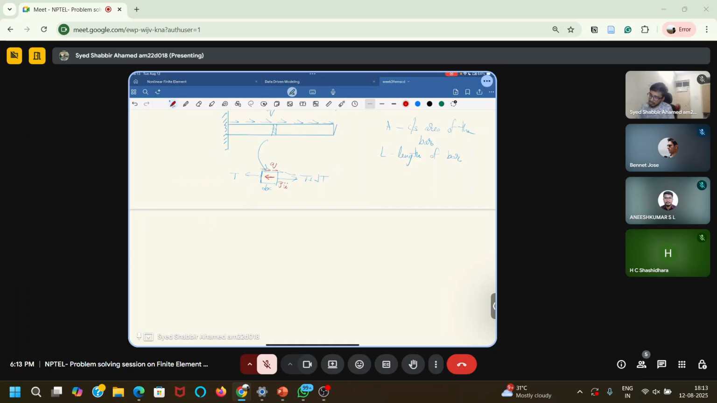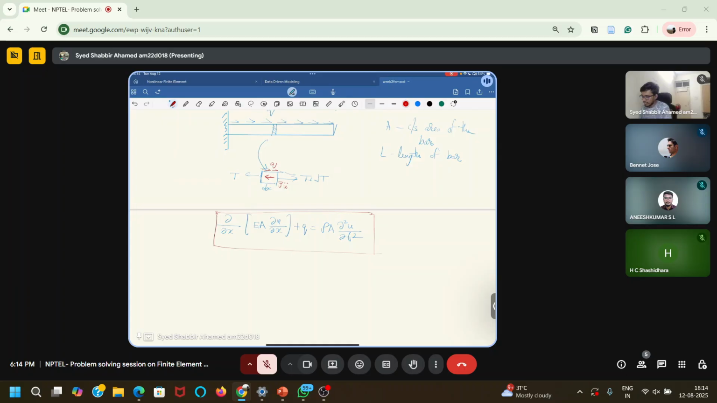a differential equation of the form, which is ∂/∂x of EA ∂u/∂x plus q equals rho A ∂²u/∂t². So this is famously known as the wave equation also. You can also call it a wave equation, or here in this case, the governing equation of the bar, or the equation of motion of the bar.